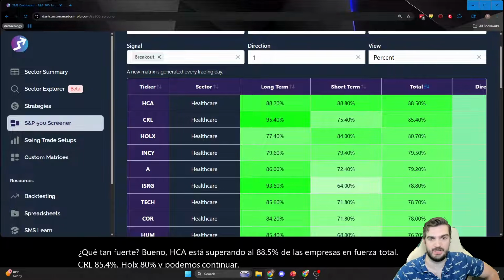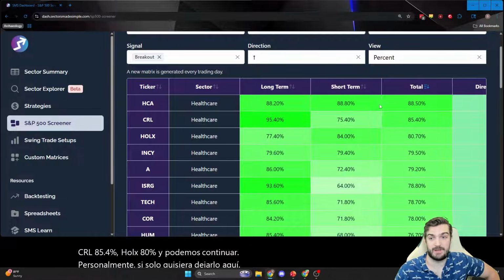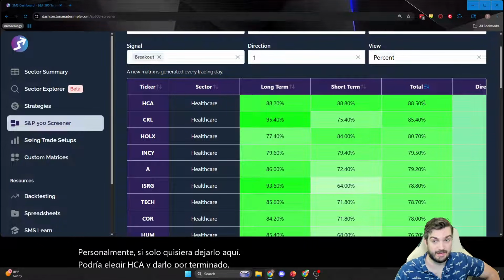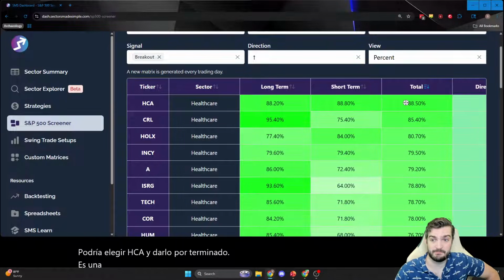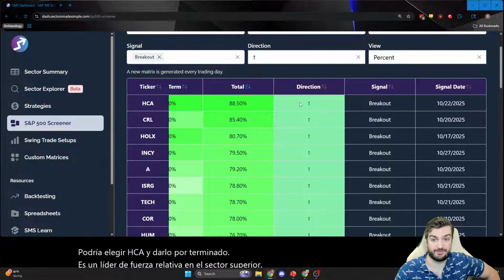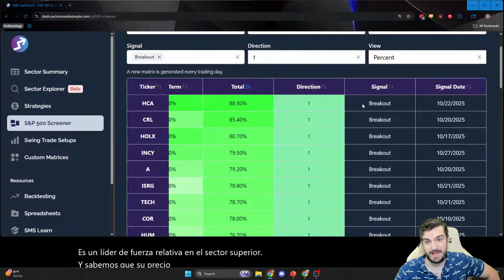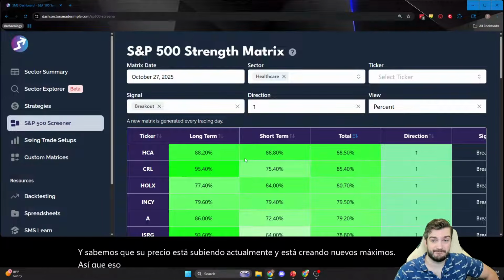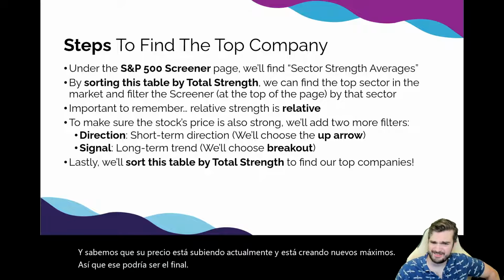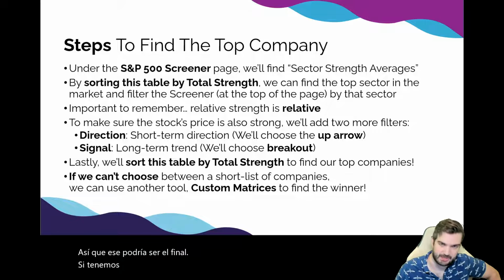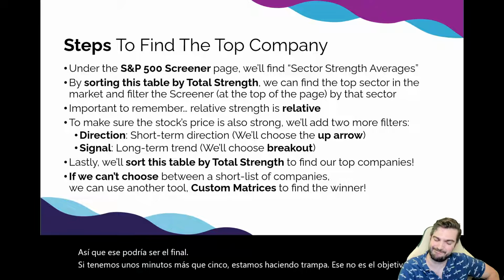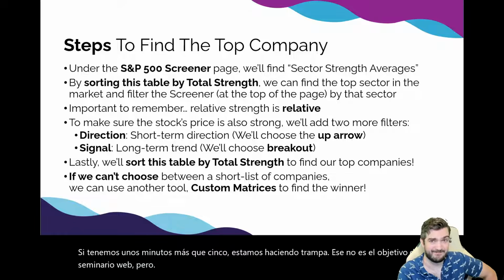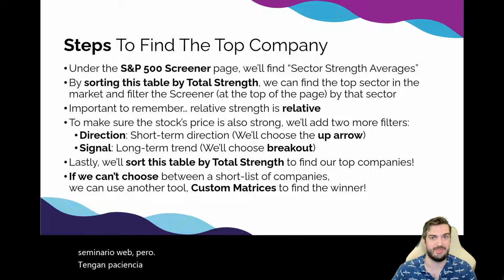Personally, if I just wanted to leave it here, I could pick HCA and call it a day. It's a relative strength leader in the top sector, and we know that its price is currently going up, and it is creating new highs. So that could be the end of it. If we've got a few more minutes than 5, we're cheating. That's not the point of the webinar, but bear with me because we can filter down that list more.